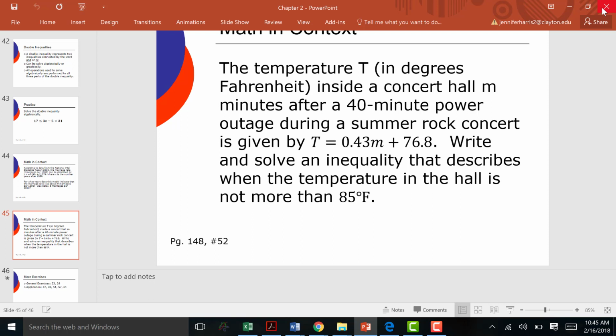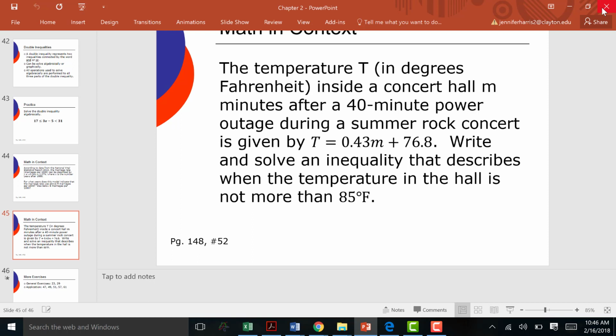All right, so write and solve an inequality that describes the temperature in the hall when the temperature in the hall is not more than 85 degrees. What does the phrase not more than mean? Less than, greater than, what is it? Less than. So not more than 85. Do I put an equal sign or not? Equal sign. This says not more than, so it could be equal to 85. So I need that not more than to be less than or equal to.